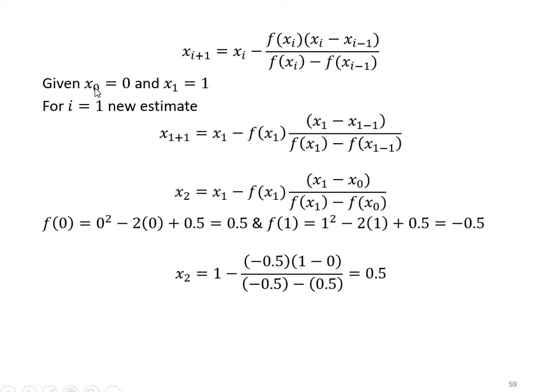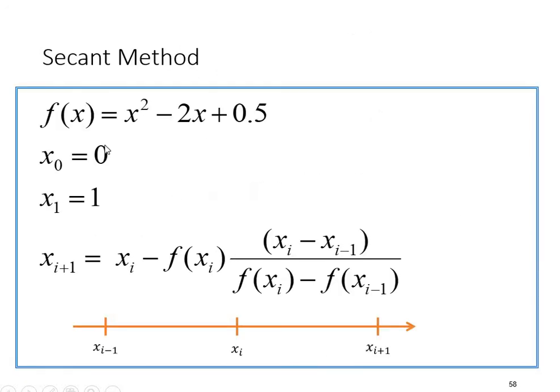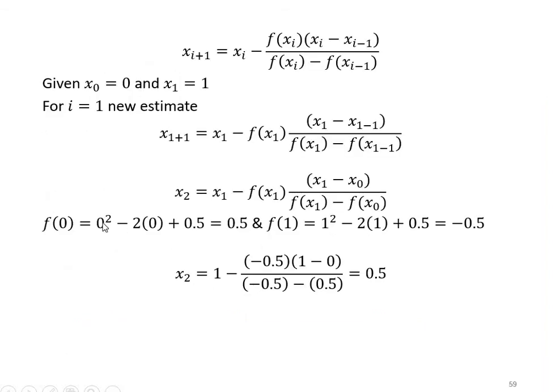Right, so remember x naught is 0, so f of x naught will be, in place of x naught we substitute 0. So this will be f of 0 is equal to, where are we substituting? We're substituting for x naught in this formula there. So this will be 0 squared minus 2 times 0 plus 0.5. This will give you 0.5.